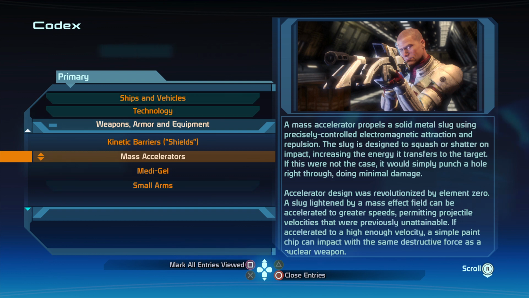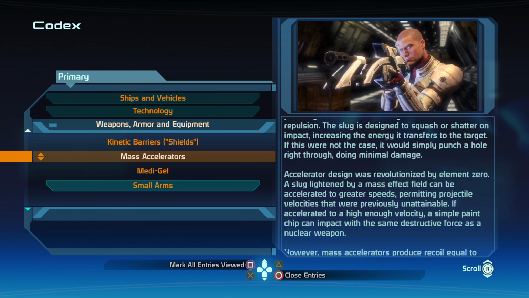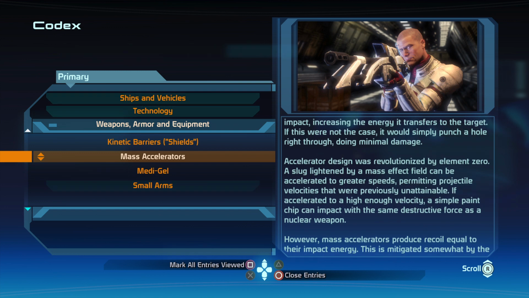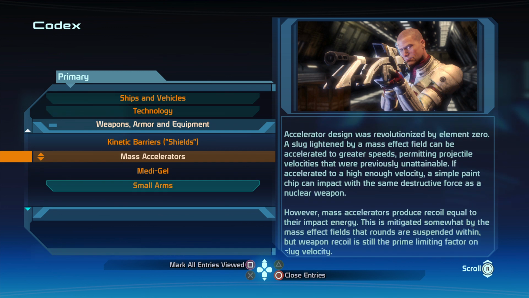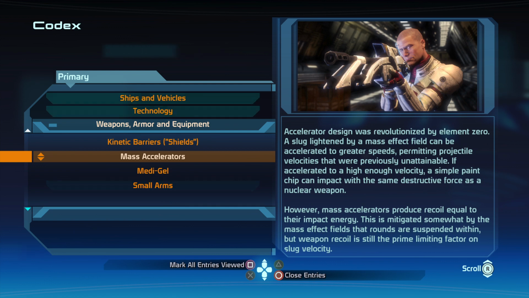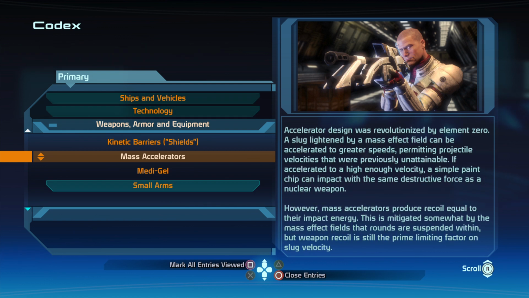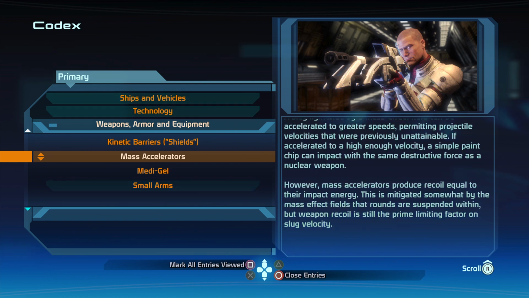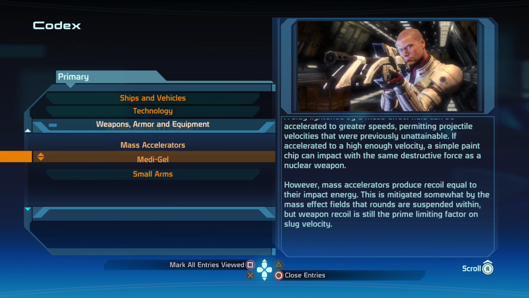A slug lightened by a mass effect field can be accelerated to greater speeds, permitting projectile velocities that were previously unattainable. If accelerated to a high enough velocity, a simple paint chip can impact with the same destructive force as a nuclear weapon. However, mass accelerators produce recoil equal to their impact energy. This is mitigated somewhat by the mass effect fields that rounds are suspended within. But weapon recoil is still the prime limiting factor on slug velocity.